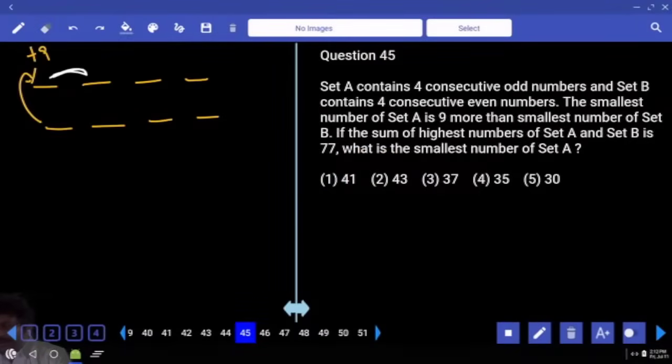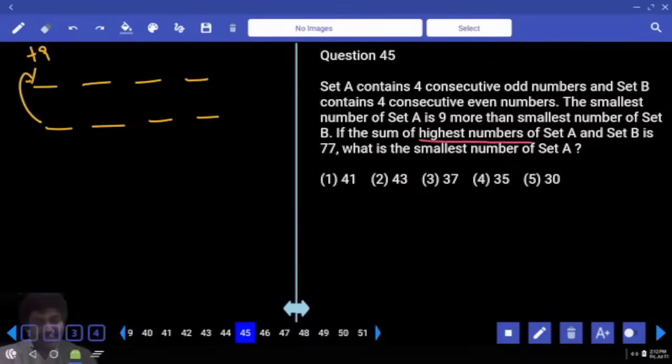What is the difference between these two? 2 increased, right? Here the difference is again 2 increased, right? Then the difference between these two numbers also will be 9. Here also 9. Here also 9. So the difference between respective numbers is going to be 9.